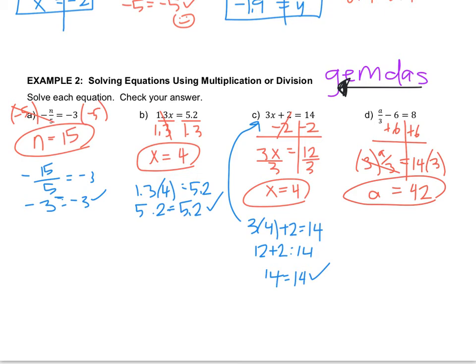So now I go in, and I'm going to plug it in where the a is. 42 over 3 minus 6 equals 8. Let me get my calculator out. 42 divided by 3 is 14. And that does give me 8. So I got 8 on the left and 8 on the right.